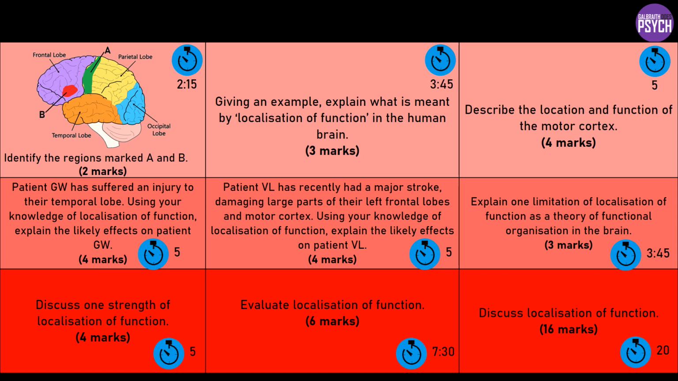So you could bring in plasticity research as a limitation of localization of function, because that theory is that that bit of brain does that job. And we know from brain plasticity that actually other bits of brain can take on other functions. The brain will adapt. So again, localization of function is maybe an oversimplification, maybe it lacks credibility, maybe it's only a partial explanation of how the brain works. So you've got loads of different points that you could talk about there.